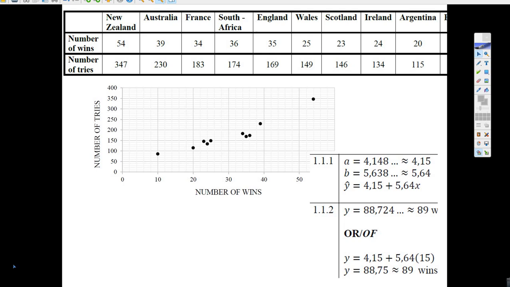Okay, let's look at the statistics part of this paper too. I think it was pretty nice. It was pretty straightforward. Here you have this table. It's all about rugby nations and the number of wins and the number of tries they have over a number of years. Anyways, there's all the countries. There's the wins. There's the tries.